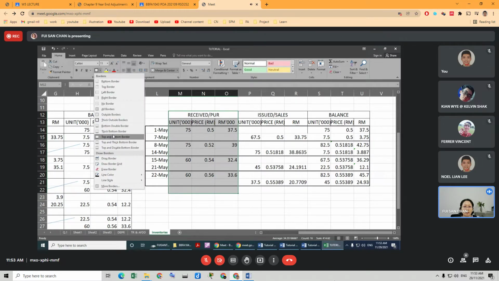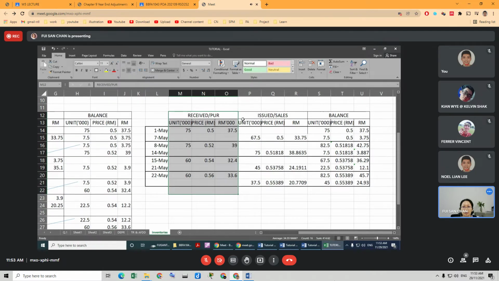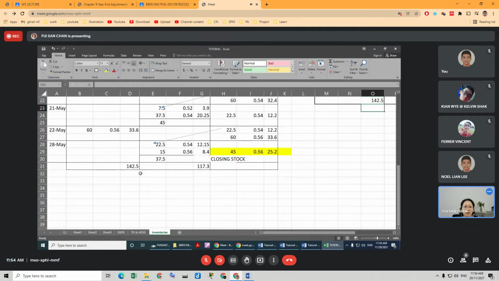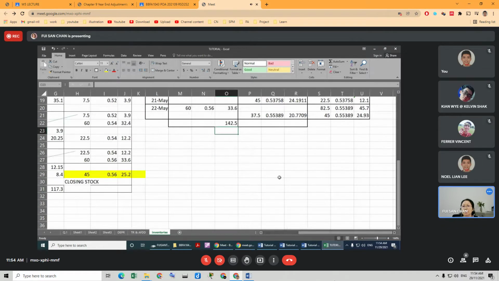Now I want to calculate how much my total purchases are. So, add up, 142. Actually, this one no need to calculate. You also know the answer because just now we already did first in, first out. The number should be the same.